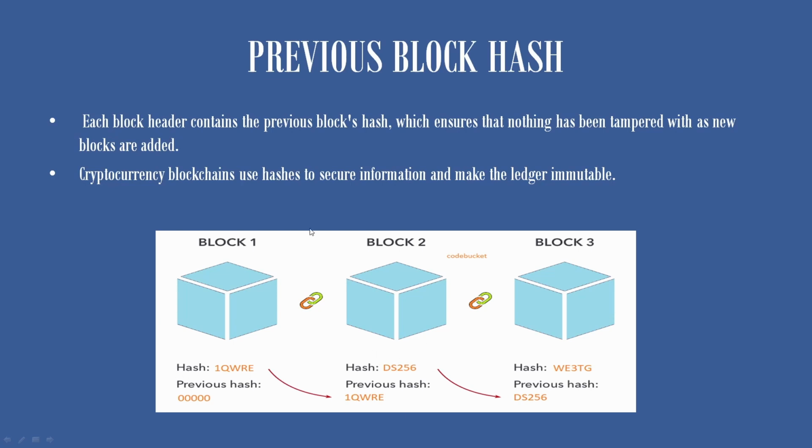But the Genesis block does not have a previous block, as it is the first block and there is no block before it. And here in block number 2, you can see the previous hash consists of the hash of block number 1, and similarly in block 3. Okay, so now let's see these things with a practical example.